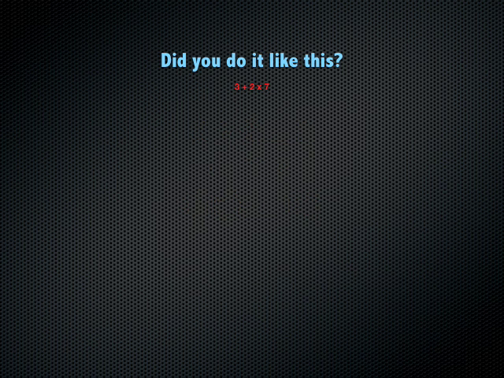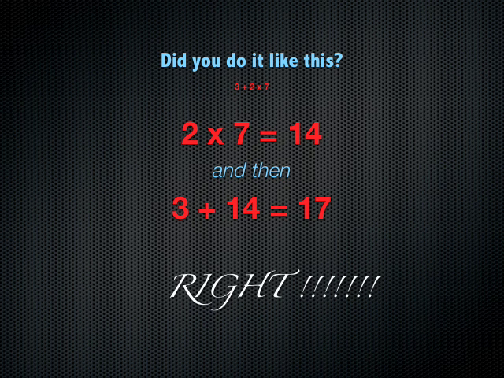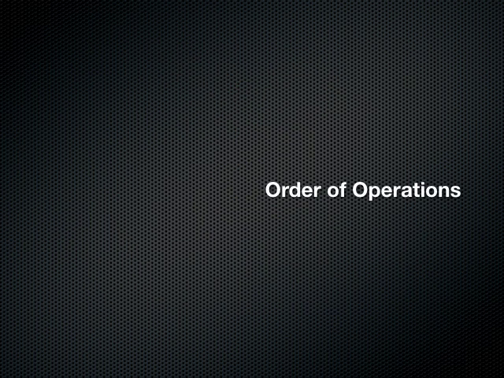Or did you take the 2 times 7 first and get 14, and then add that 14 to 3 to make 17? If you did it that way, then you're right. So why is one way right and the other way wrong? Well, in maths, there is an order of operations.